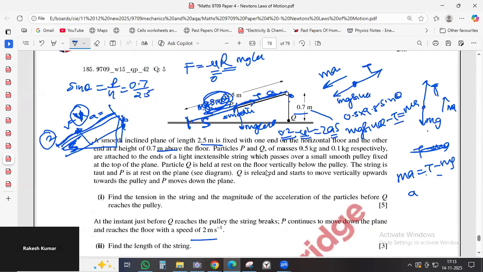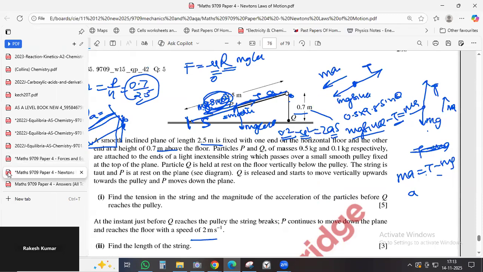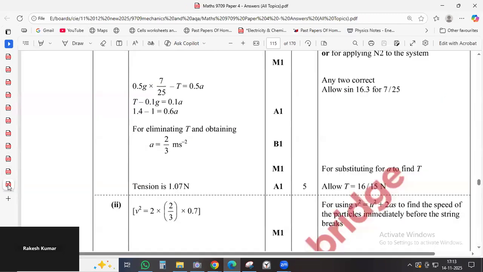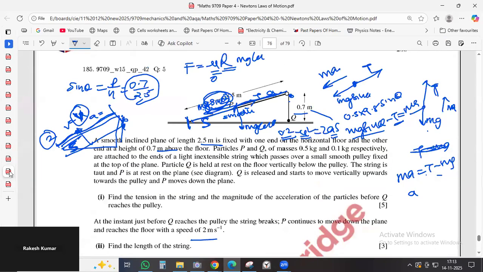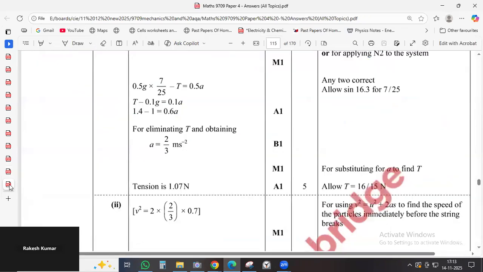Look, this sine theta we know is 0.7 by 2.5 now. So mg sine theta minus T is equal to ma is the equation for P. So this is what he's doing here. He's doing 0.5 g into 7 by 25 minus T, where 0.5 is the mass of P.